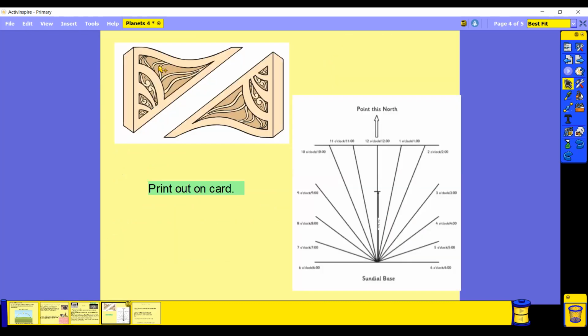The worksheet is going to look a little bit like this. You just need to cut out one of these triangles and use this as your sundial. You then put the triangle onto the sundial base, which is this line here, and then you point this bit here to north. What you will then see is the shadow from your triangle, at different times of the day, will land upon the lines already given.